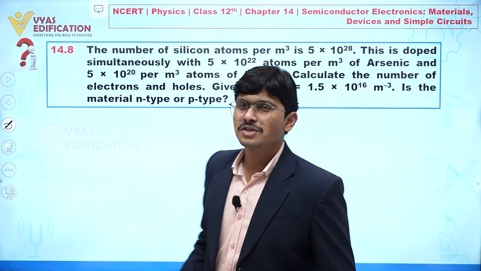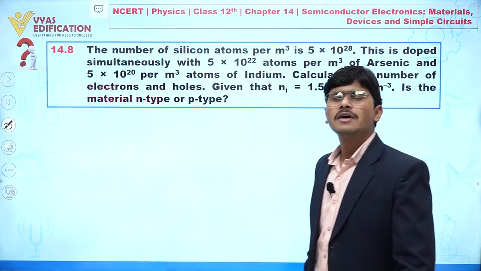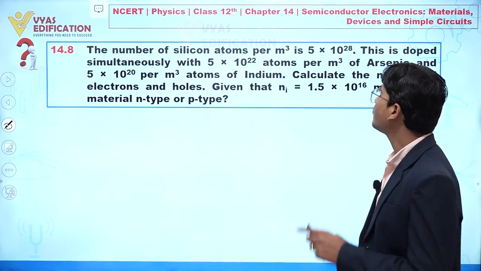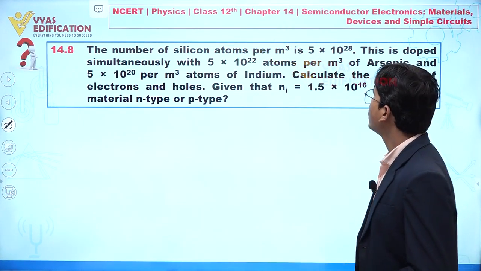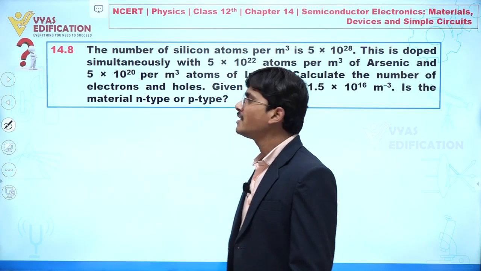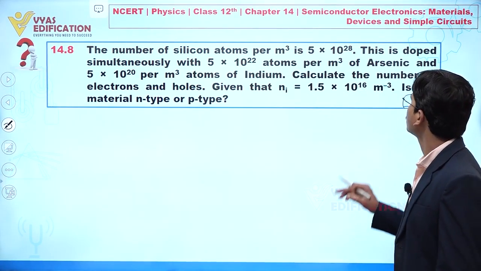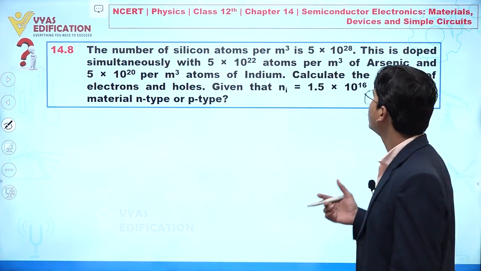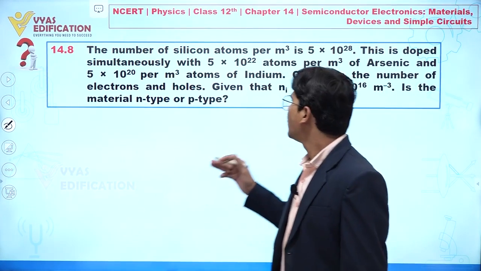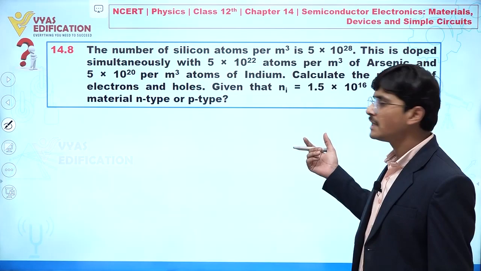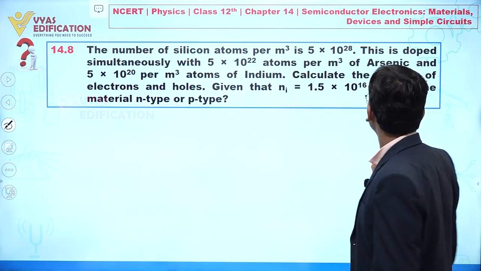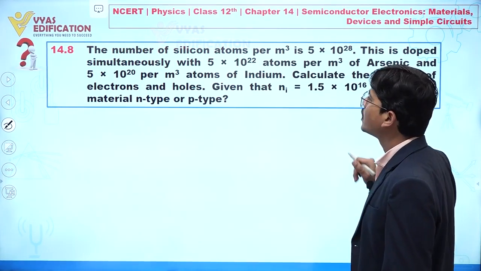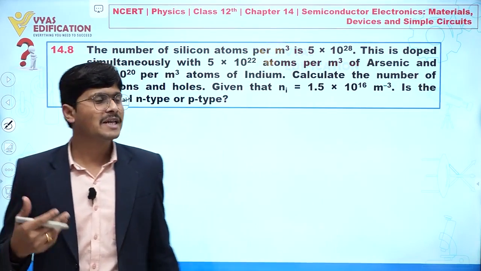Now we are going to discuss question number 14.8. In this question it is given that the number of silicon atoms per meter cube is 5 into 10 to the power 28. This is doped simultaneously with 5 into 10 to the power 22 atoms per meter cube of arsenic and 5 into 10 to the power 20 atoms per meter cube of indium. Calculate the number of electrons and holes, given the intrinsic charge carrier density is 1.5 into 10 to the power 16 per meter cube. We also have to find whether this is an N type or P type semiconductor.